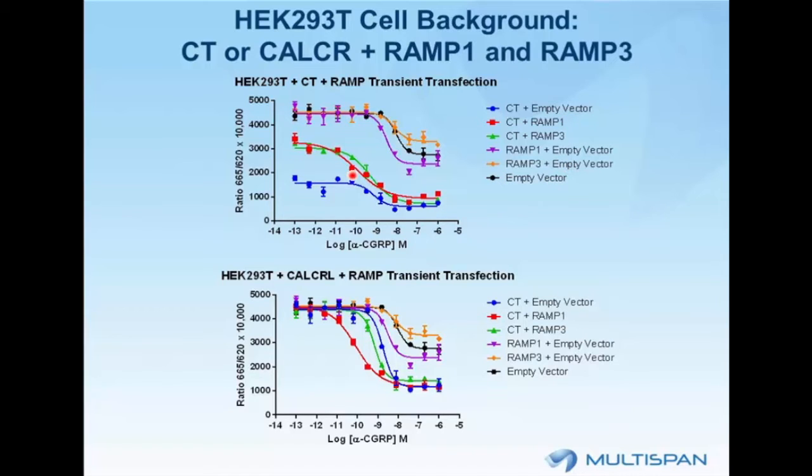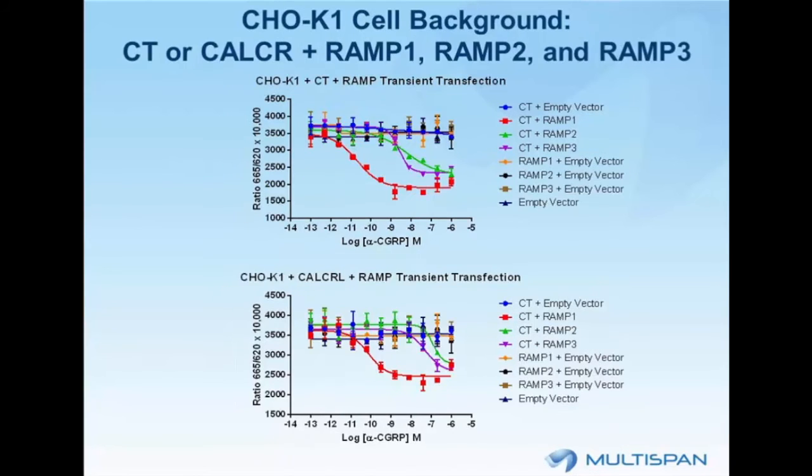So this is the empty vector. The empty vector had signaling. The other vector had signaling when you added the RAMPs, but the cell basically had a high background. That's the bottom line. So the literature said that HEK293 cells were a good cell for this particular platform. The problem is that we wound up with a high background, and so these cells were not appropriate. So we wound up looking at CHO-K1 cells.